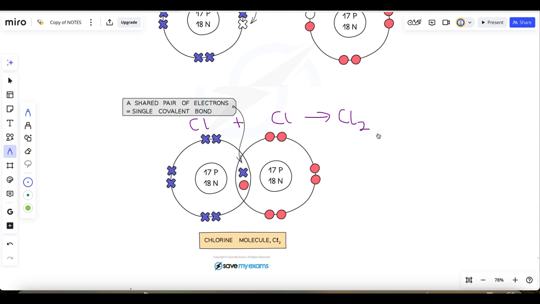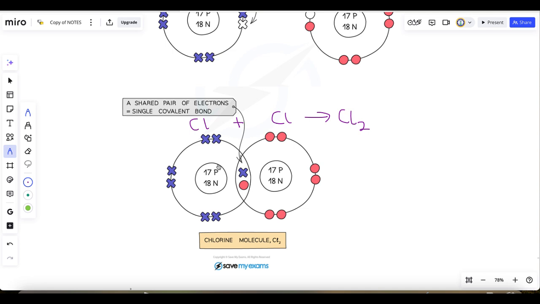So in this way, everyone is happy. You got your 8 in your outermost shell. I got my 8 in my outermost shell. So we're good. It becomes a chlorine molecule. Okay? So we're good. Life is good. You got what you want. I got what I want.